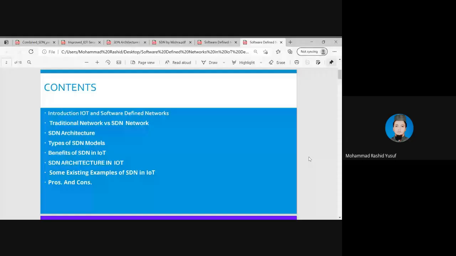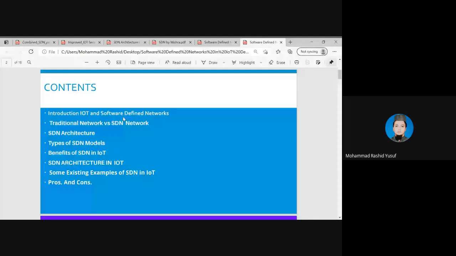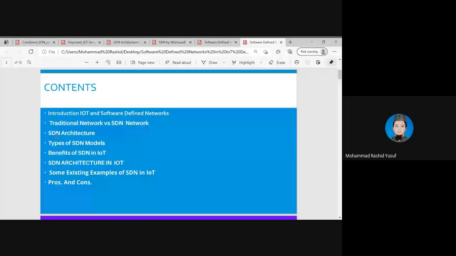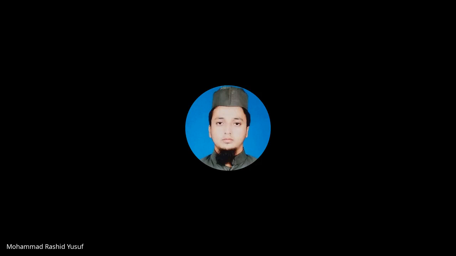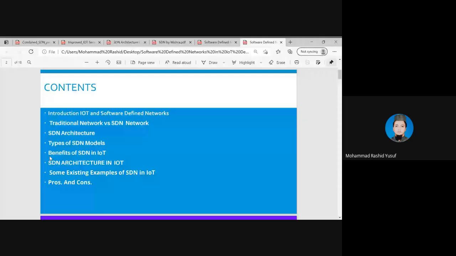These are the contents: introduction to IoT and software defined networks, traditional network versus SDN network, SDN architecture and types of SDN models, what the different benefits of SDN in IoT are, SDN architecture in IoT, some existing work on SDN in IoT, and some pros and cons.